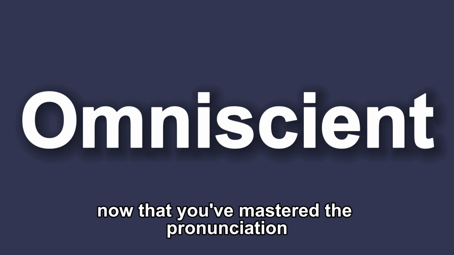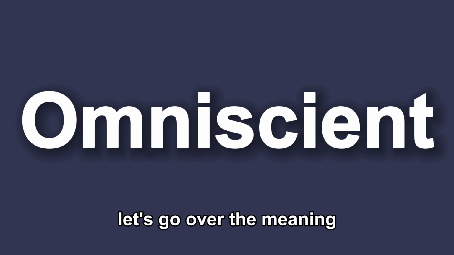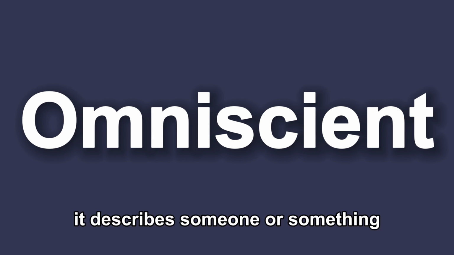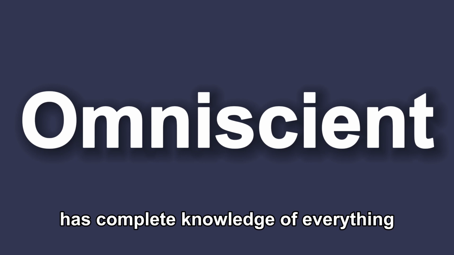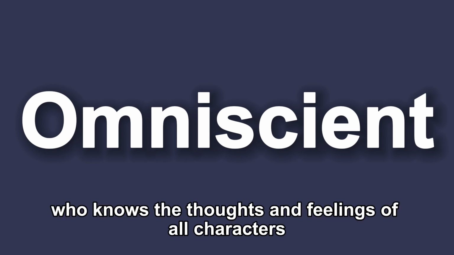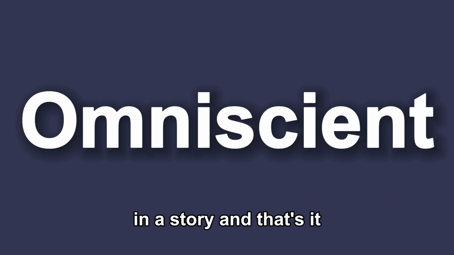Now that you've mastered the pronunciation, let's go over the meaning. Omniscient means all-knowing. It describes someone or something that has complete knowledge of everything. In literature, an omniscient narrator is one who knows the thoughts and feelings of all characters in a story.